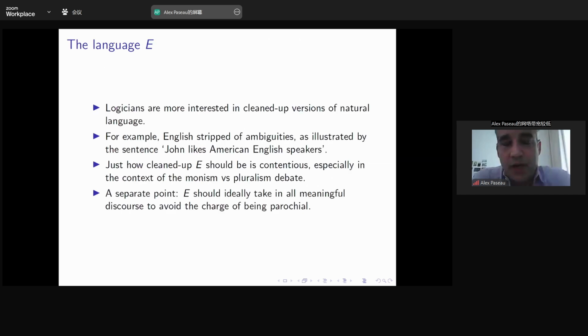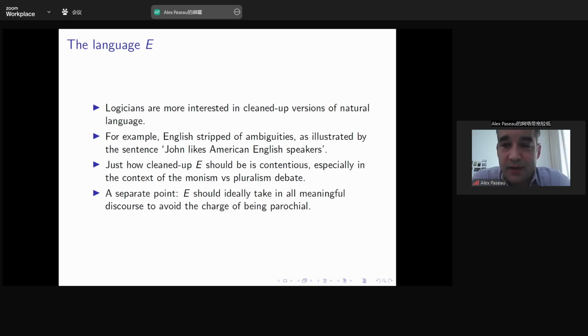Okay, so I said we're talking about English, but really we're not quite, when we're thinking about what we're formalizing in natural language such as English or Mandarin. The thing that logicians are more interested in is cleaned up versions of natural language. So English has lots of ambiguities of different kinds. It has structural ambiguities, lexical ambiguity. An example of a structural ambiguity is John likes American English speakers. Does John like speakers of the dialect of English that is American English, or does John like speakers of English who are also by nationality American? That's just a simple example of an ambiguity.